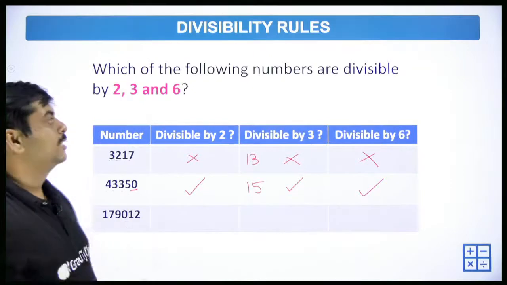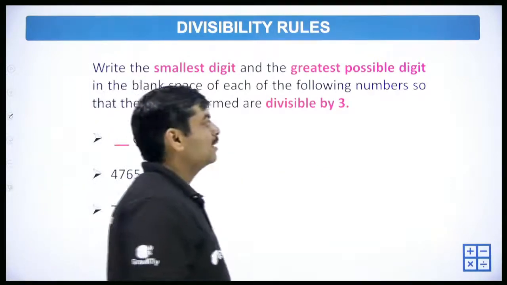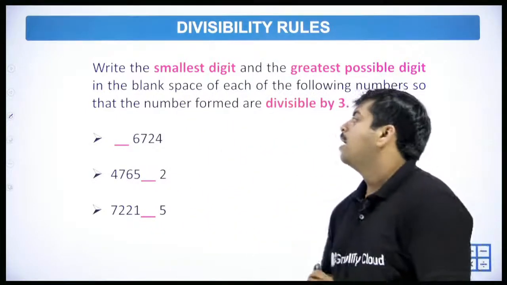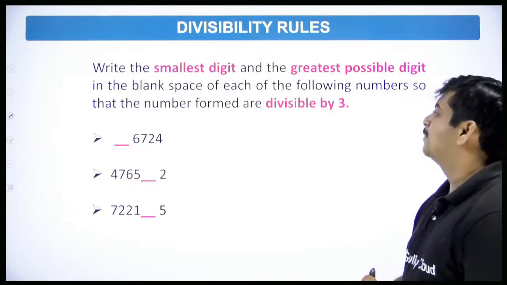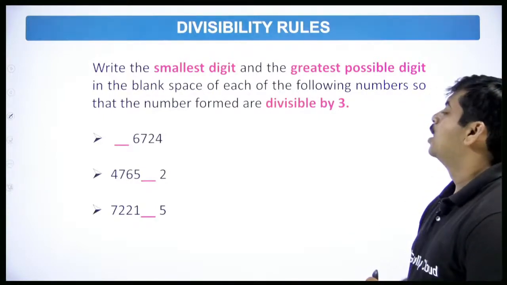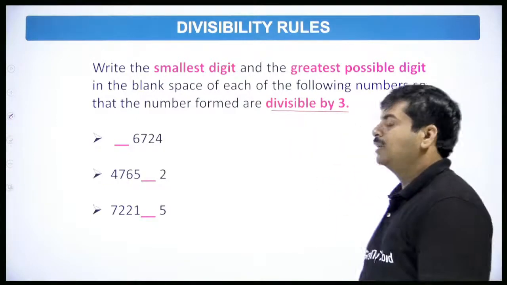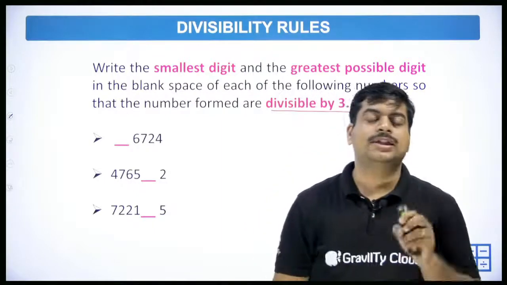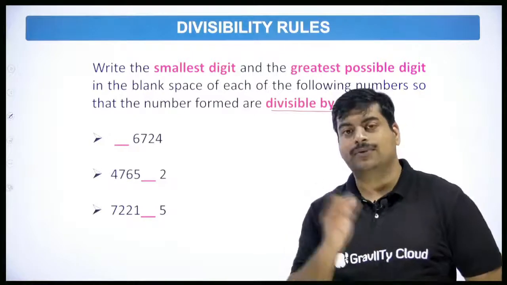The same way you can proceed with the remaining things. Right. So let's move ahead for the next one. Write the smallest digit and the greatest possible digit. Try to understand properly. Write the smallest and the greatest possible digit in the blank space of each of the following numbers so that the numbers formed are divisible by 3. Divisible by 3 means sum of the digits should be a multiple of 3.